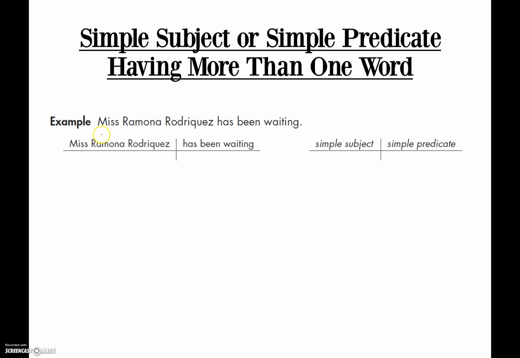In the example, Miss Ramona Rodriguez is the subject of the sentence. It's multi-word, but it's all her name, so that goes in the subject place. Had been waiting is a verb phrase. The main verb is waiting. Had been are auxiliary verbs that are helping our main verb. So they all go on the right hand side. Remember again to keep capitalization as it is in the original. So all the words of our proper noun Miss Ramona Rodriguez are going to be capitalized.